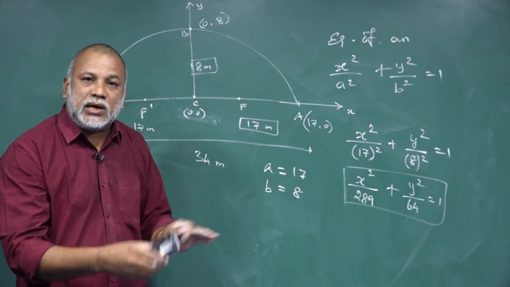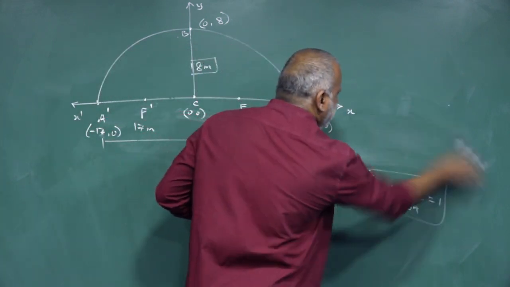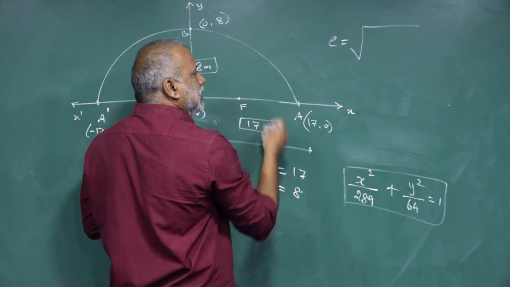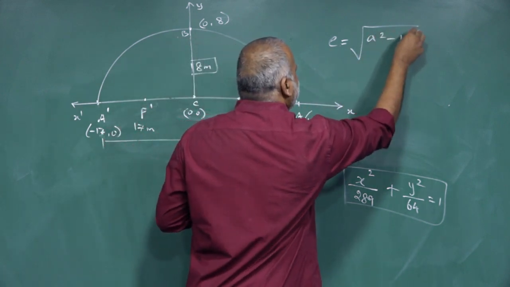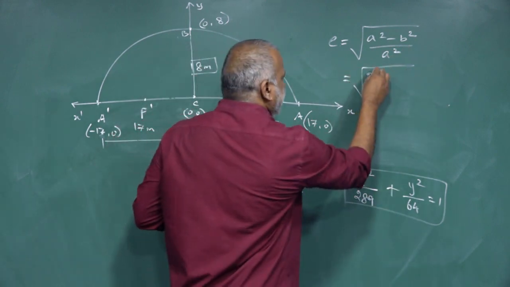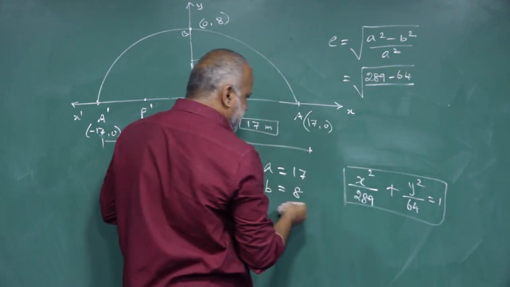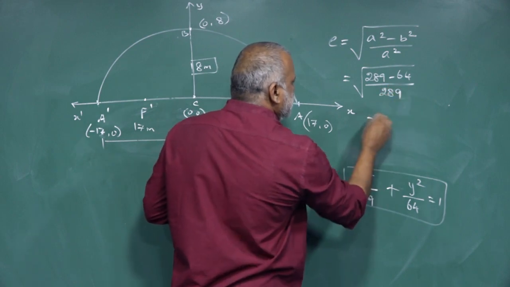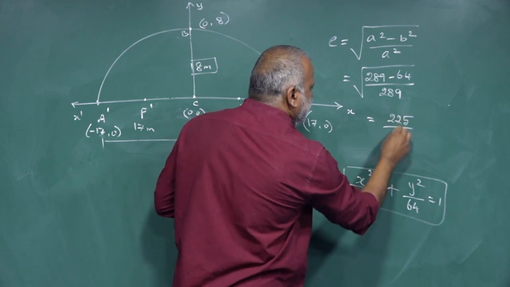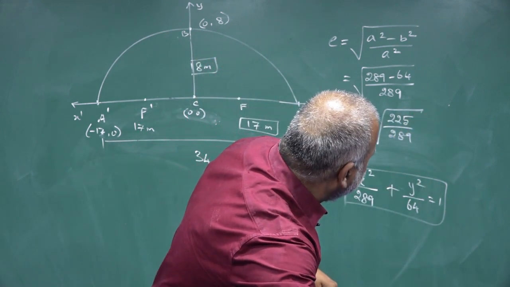Where should the foci be located? Therefore, we are going to find the value of e. What is the value of e? Just now we worked it out, in all three problems. e equals the square root of a squared minus b squared divided by a squared. Substitute: a squared is 289, minus b squared, which is 64, divided by a squared, once again 289. So 289 minus 64 is 225, divided by 289, square root. Work out the value of e from this.